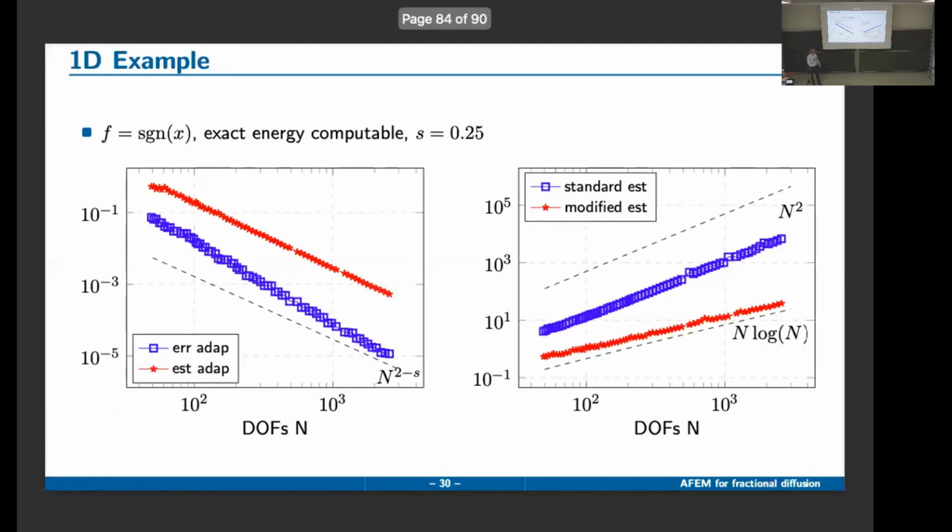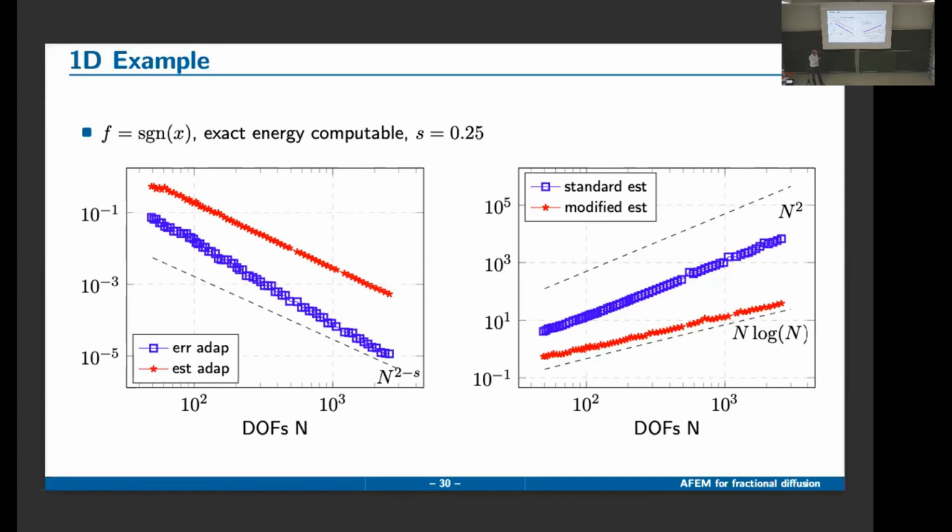That is the complexity for the computation of the far field and the near field together. And does this work? Yes, it works. This is a 1D implementation of our student. He just works on 2D right now. Taking the right-hand side as the signum of x, we take the interval -1, 1 in 1D. Then the exact energy in 1D can be computed.